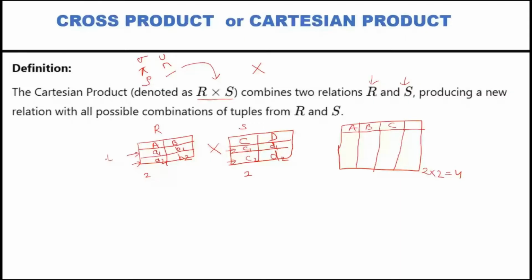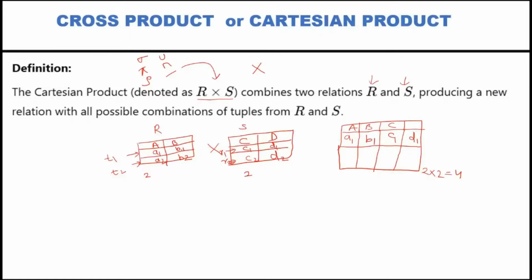For example, if this is T1 and this is T2, and this is R1 and this is R2, you have to make a combination of T1 with R1 and with R2, and then a combination of T2 with R1 and R2. Let me solve this. So A1, B1: first you take A1 and then B1, and then you make a combination with the first tuple in the second relation. So C1 and D1 will come. This is the first row.